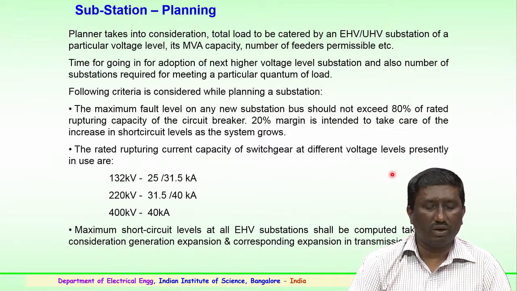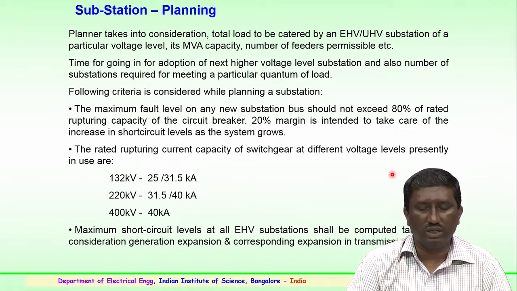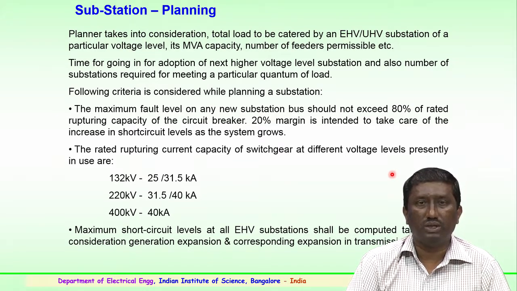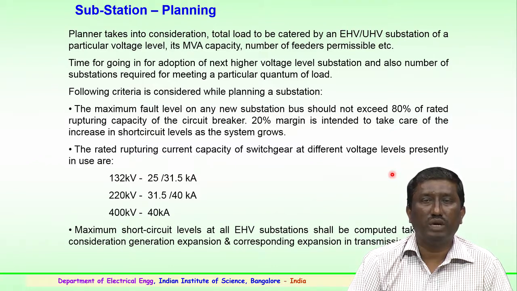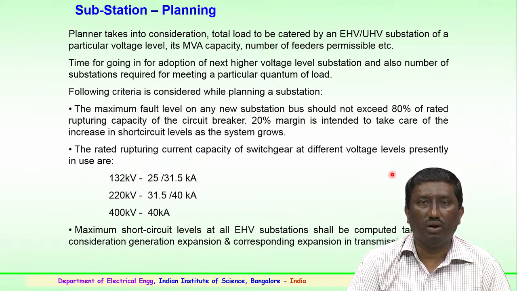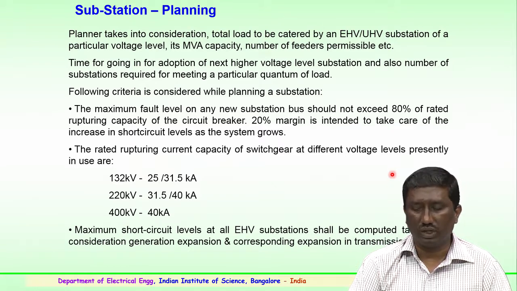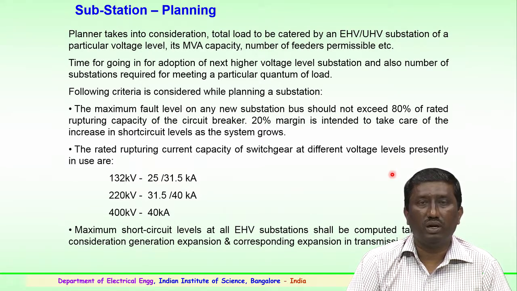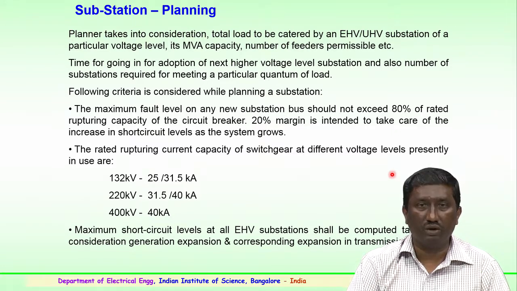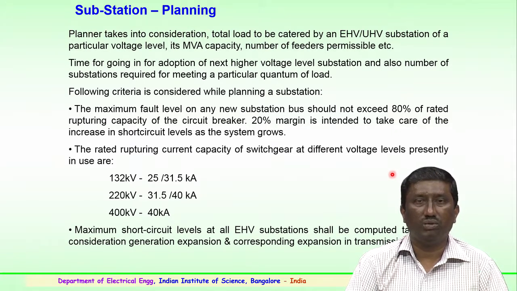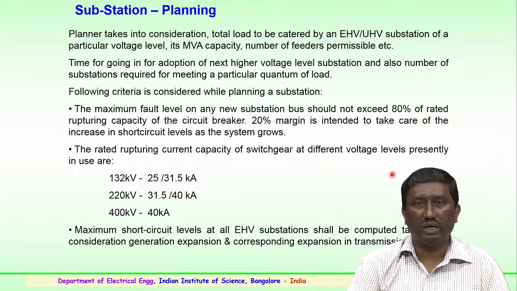Some of the criteria considered while planning a substation, and one of the important ones, is that the maximum fault level on any new substation bus should not exceed 80% of the rated rupturing capacity of the circuit breaker. This is a very important point to be noted while properly planning the substation.